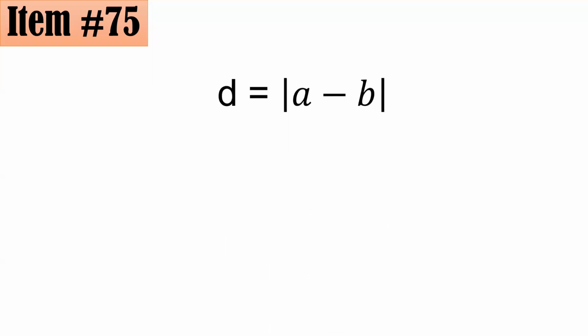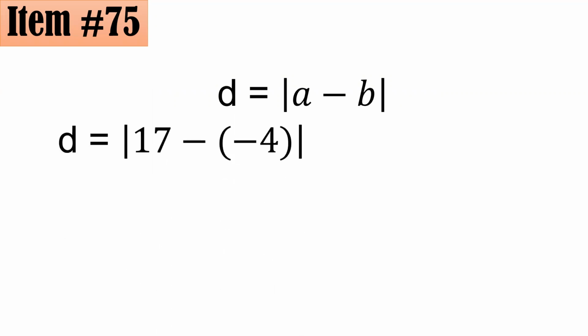And ito po yung formula ng linear distance natin. If A and B are points on the real number line, then the distance between them is simply the absolute value of their difference.